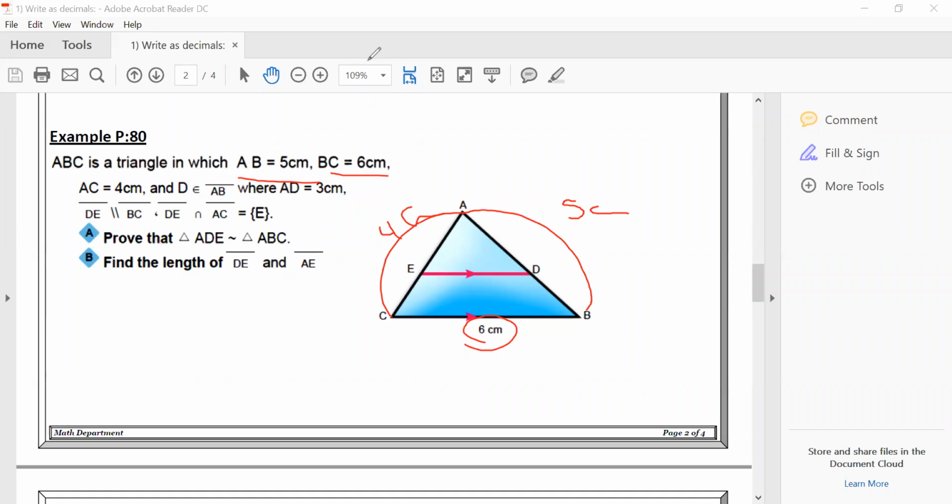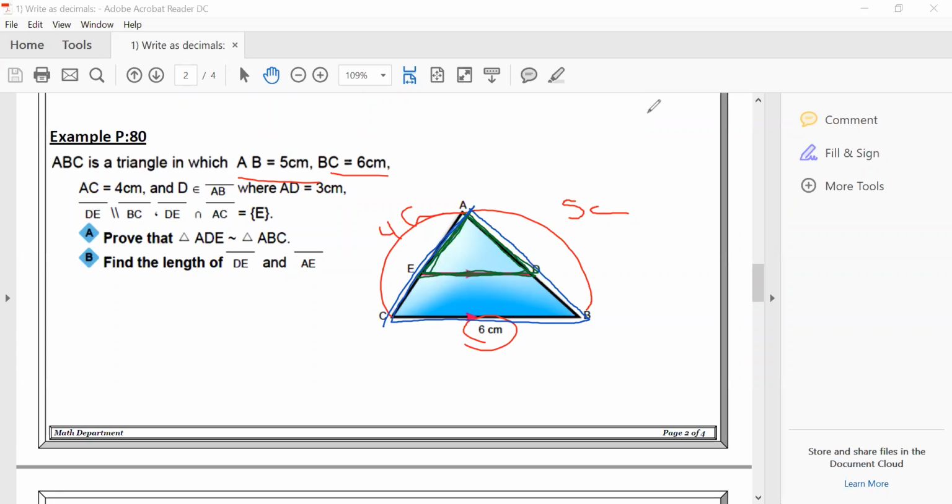What does he want? He wants me to prove that triangle ADE is similar to triangle ABC, the big one. Let's think. Either I will use the three sides proportional to three sides, or the three angles equal to the three angles. The first thing that comes to mind is the three sides, but no, I must have all 6 sides to prove they are similar.